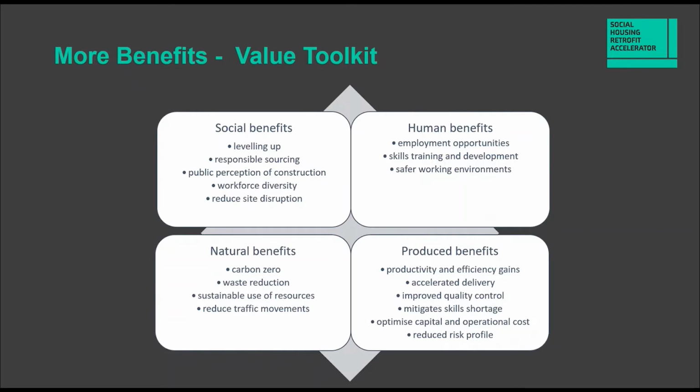You can see here the value outcomes of utilising MMC mapped on a 4 capitals model, these being social, human, natural and produced benefits. The toolkit supports better decision making throughout the whole investment cycle, from business case through to procurement and delivery and operation, improving overall sector performance consistent with key policy objectives such as driving MMC, delivering social impact and accelerating the path towards net zero.